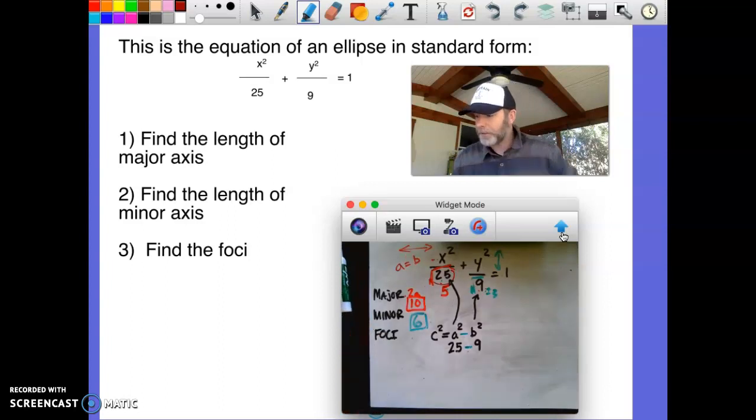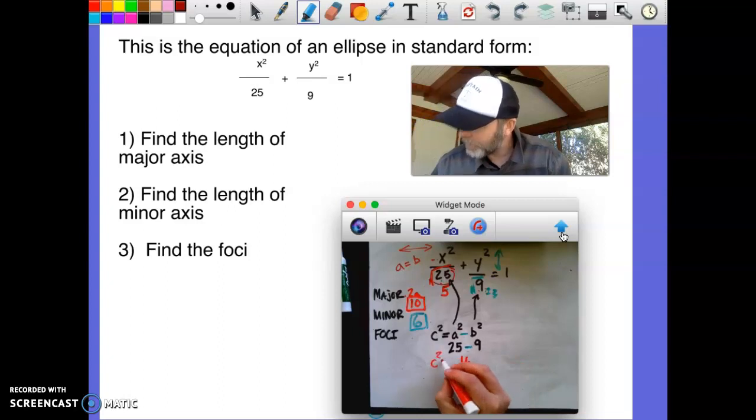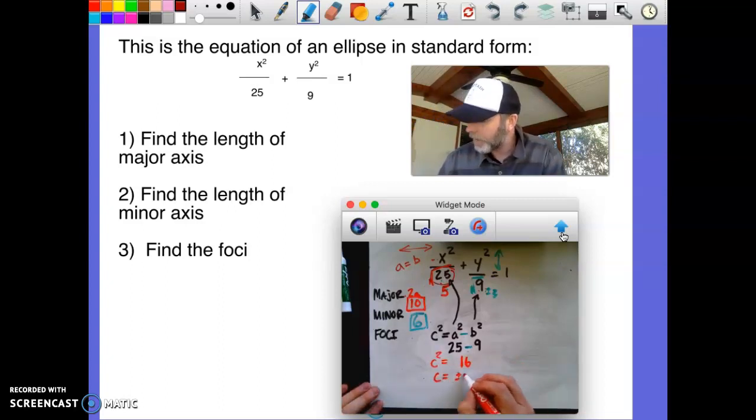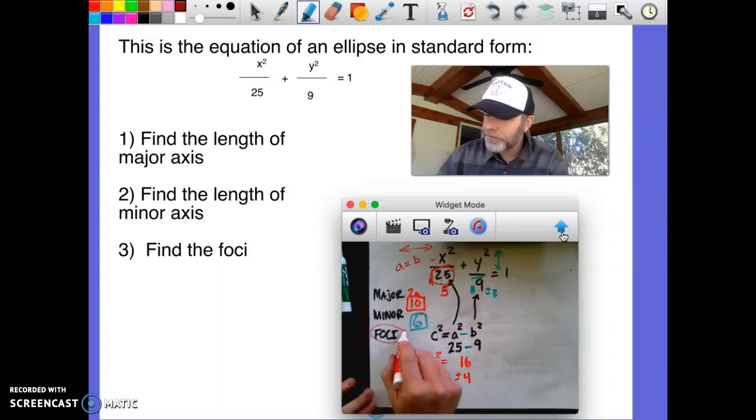So do a little arithmetic here. Got 16, so c squared equals 16. Take the square root of that. C is plus or minus 4. Basically, that tells us the foci coordinates are 4 units from the center. Now, all we need to do is know that the foci runs along the major axis.